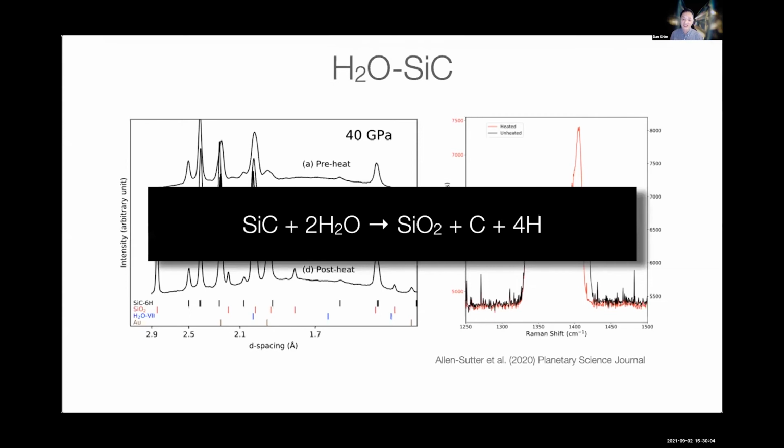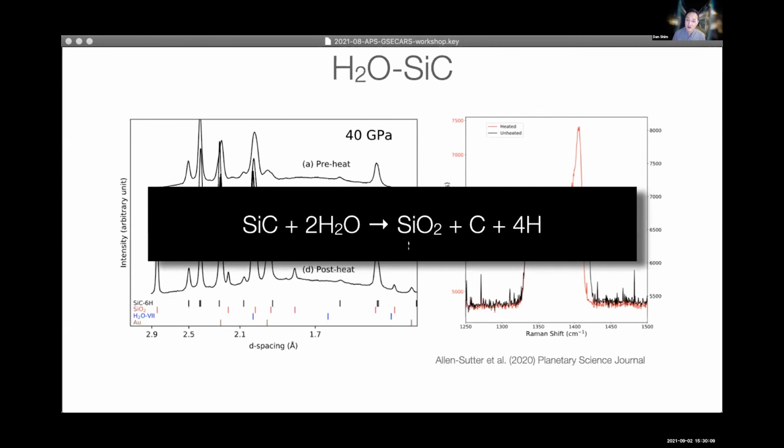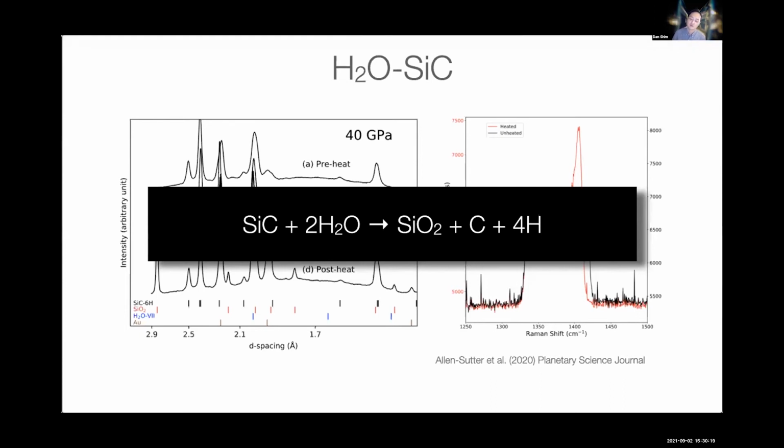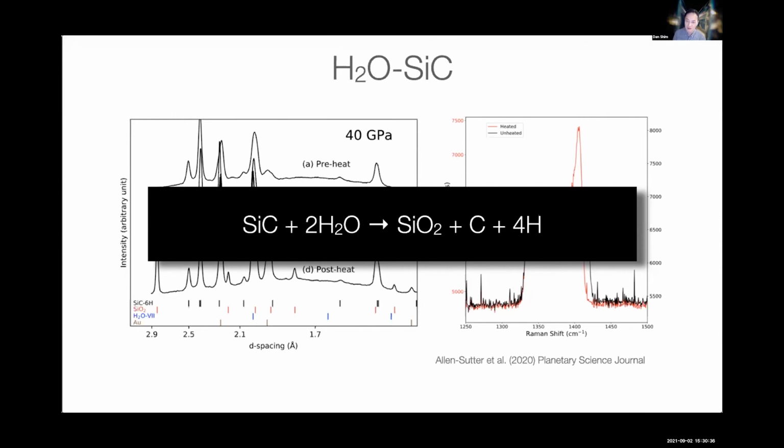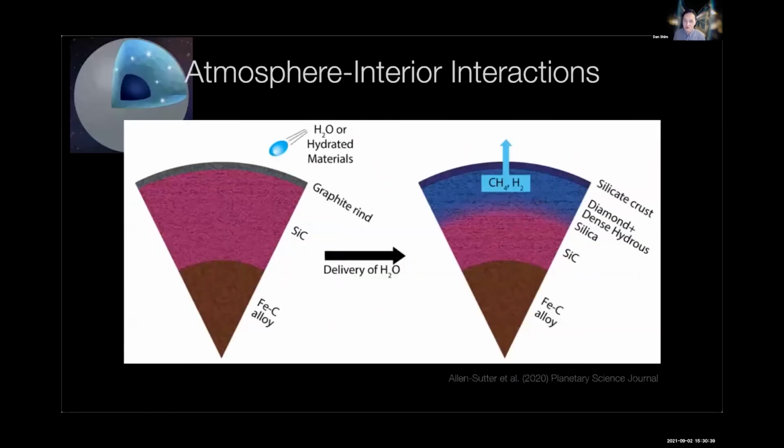So if you summarize that into a chemical equation, you have silicon carbide reacting with water, producing silicon dioxide, which is stishovite, and diamond, carbon, and hydrogen. And this is very important because it's a hydrogen-producing reaction that could ultimately influence the atmosphere composition through outgassing processes. At shallower depth, we believe that carbon and hydrogen react with each other and form methane and then alter the chemistry of the atmosphere as well.